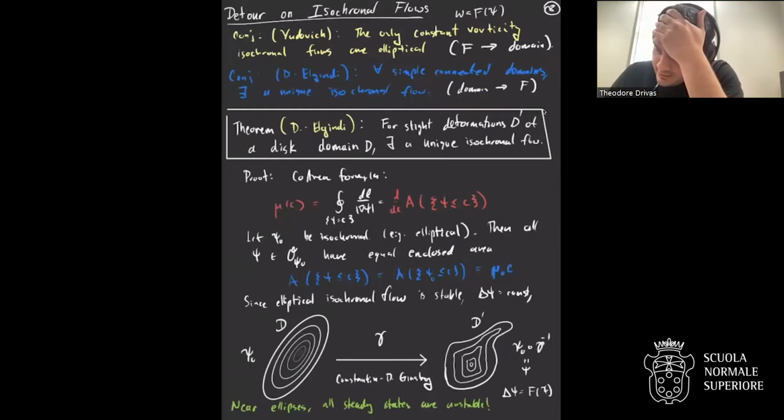Instead, with Tarek, we made the following conjecture: that for any simply connected domain, there's a unique, up to scaling, isochronal flow. And the motivation for this conjecture is that it's true near disks. So I'll just give the argument for that here. The first statement is that if you have a disk domain itself, then by one of these symmetry arguments, rigidity arguments, you can show that there's one and only one isochronal flow. So I won't say exactly how that works, but that's pretty simple.